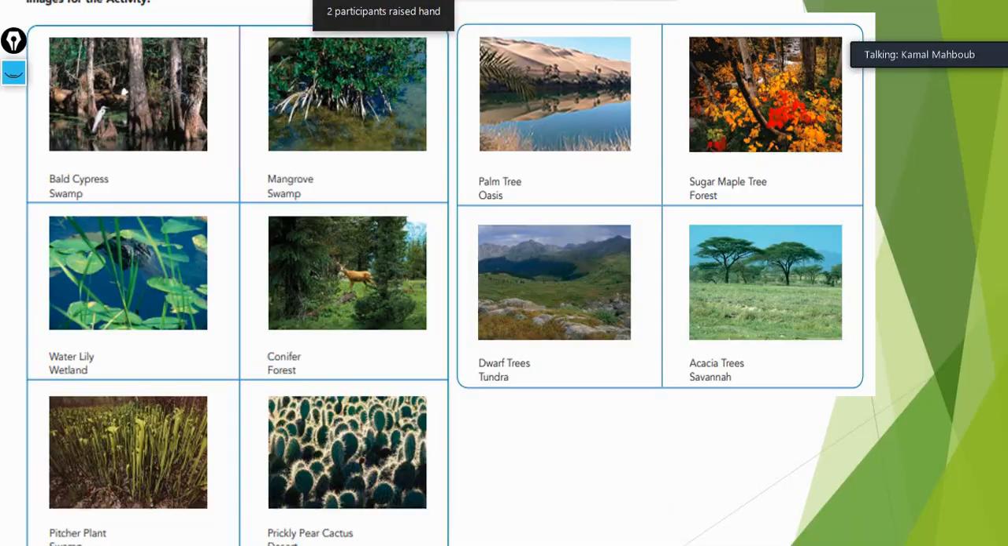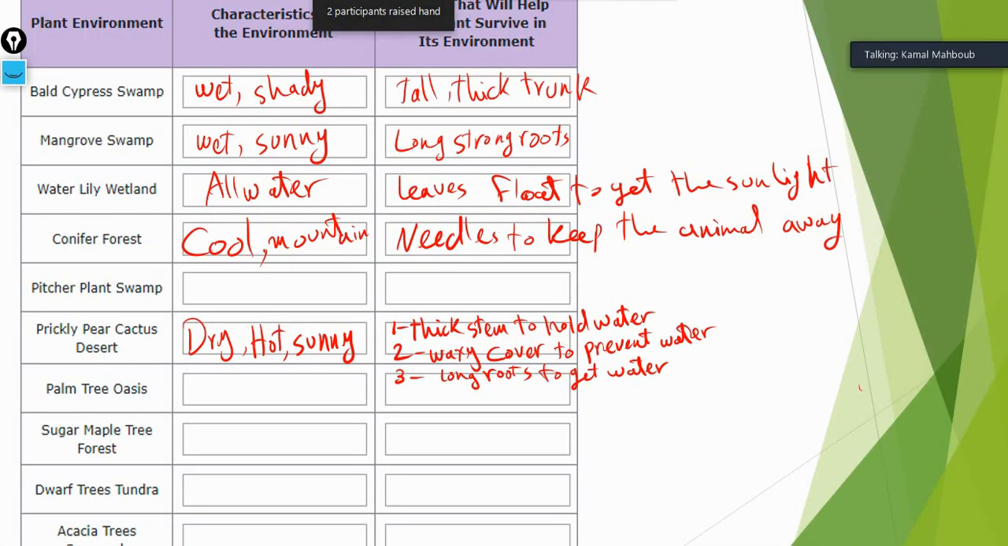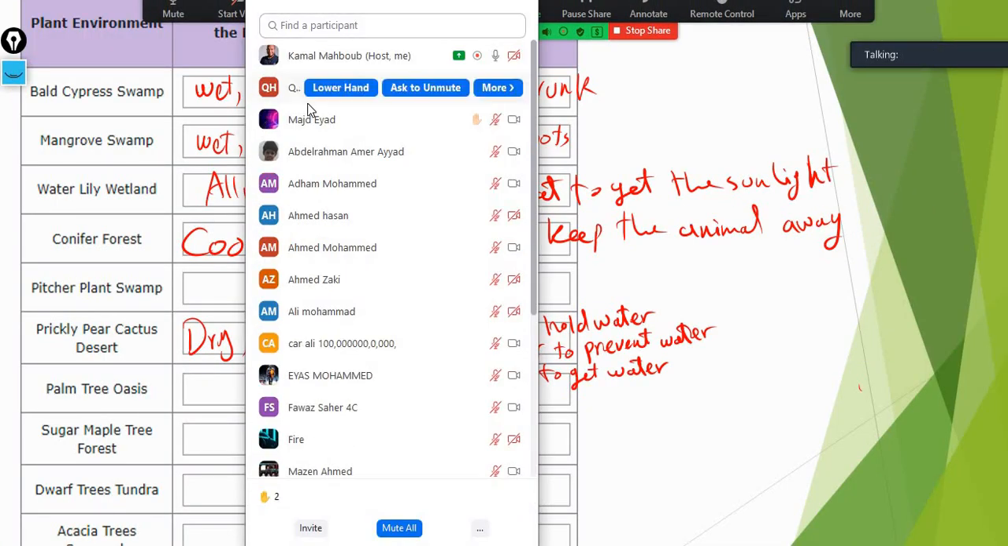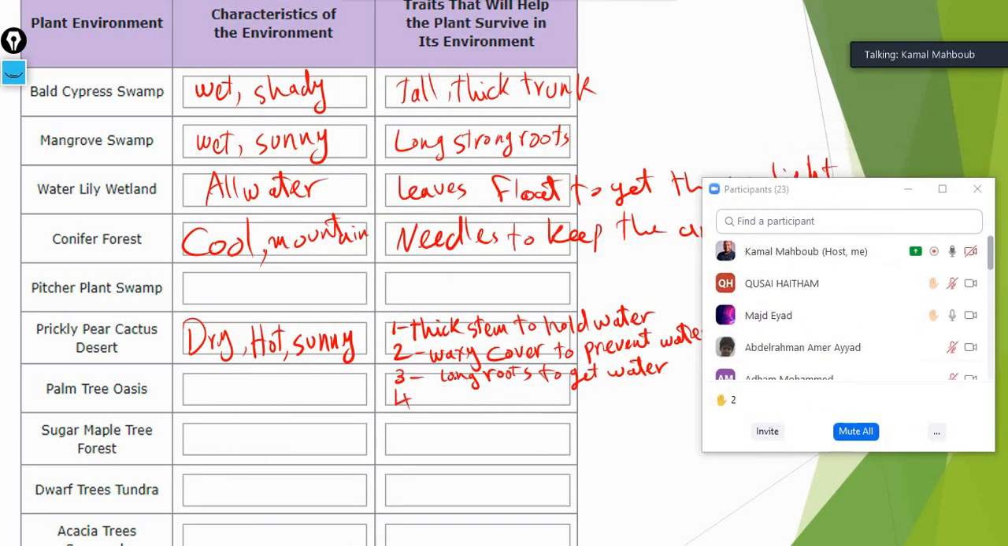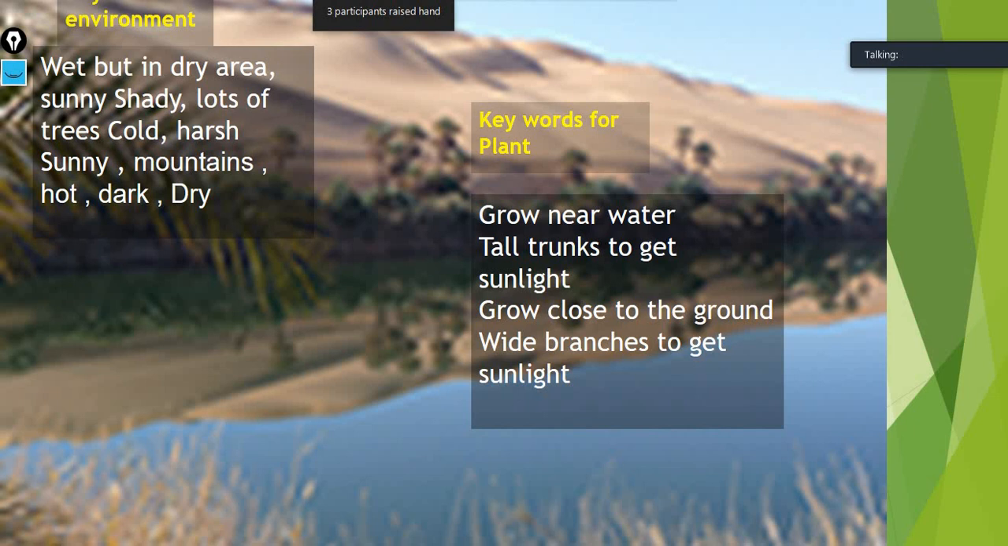Okay, guys, you can write that quickly. Spines of this cactus. This spine will keep the animal away. Okay, the animal away. The desert characteristics, as you see here: dry, sunny, hot, mountains of sand, and like that.